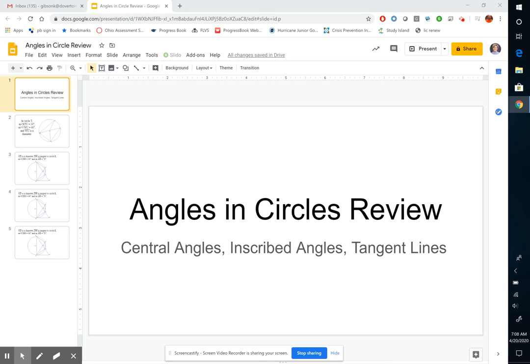Hey, geometry classes, we're going to review our angles and circles today. We're just going to do two problems together. Remember our angles and circles, we can have central angles, inscribed angles, and we can have angles that are created by tangent lines. That was the newest thing that we learned. So, first circle.